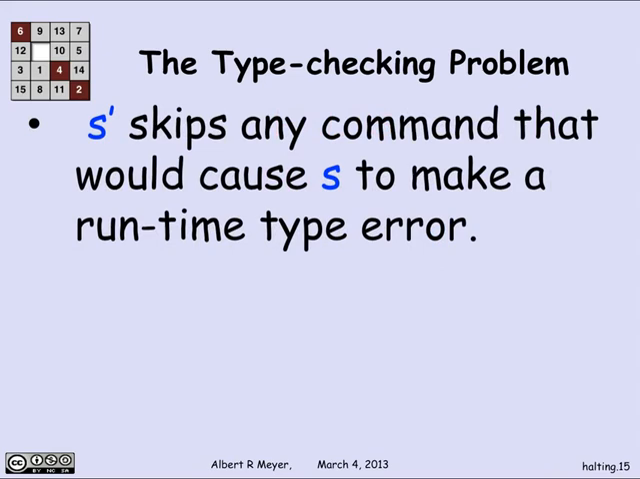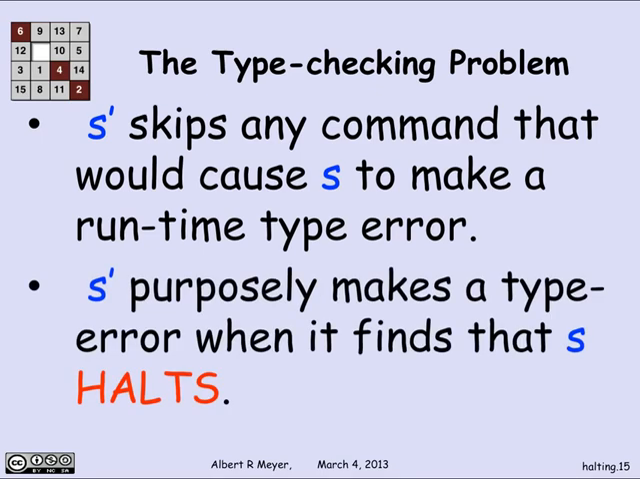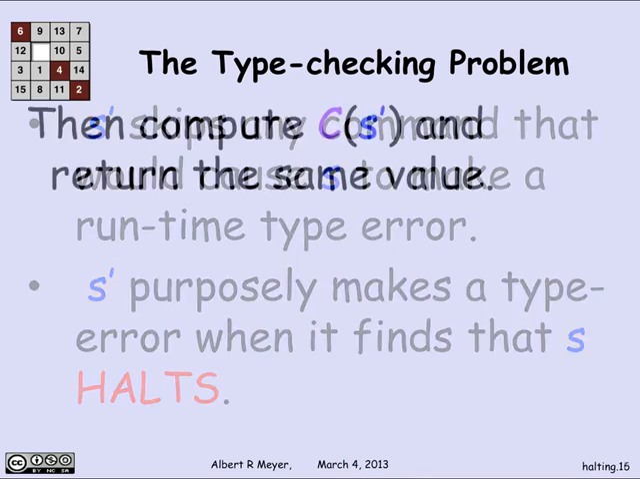S prime is going to be an interpreter that's simulating step by step how S behaves, but at the moment that it discovers that S is about to commit a runtime type error, that the next instruction that S prime would execute in simulating S was going to be a runtime type error, S prime would just skip it. And who knows what the consequences of skipping it will be, but it'll skip it and just keep going. Okay. If S prime in simulating program S discovers that in fact S returns successfully, that is S halts, then S prime will purposely make a type error.